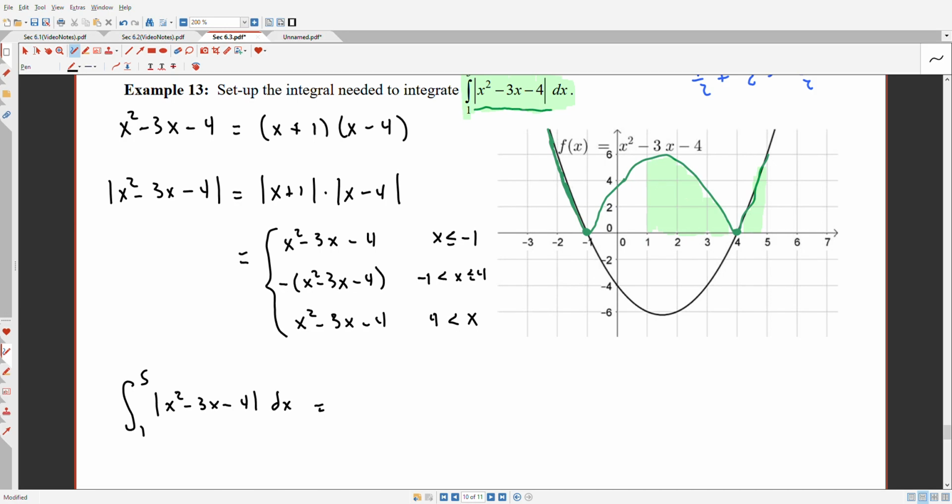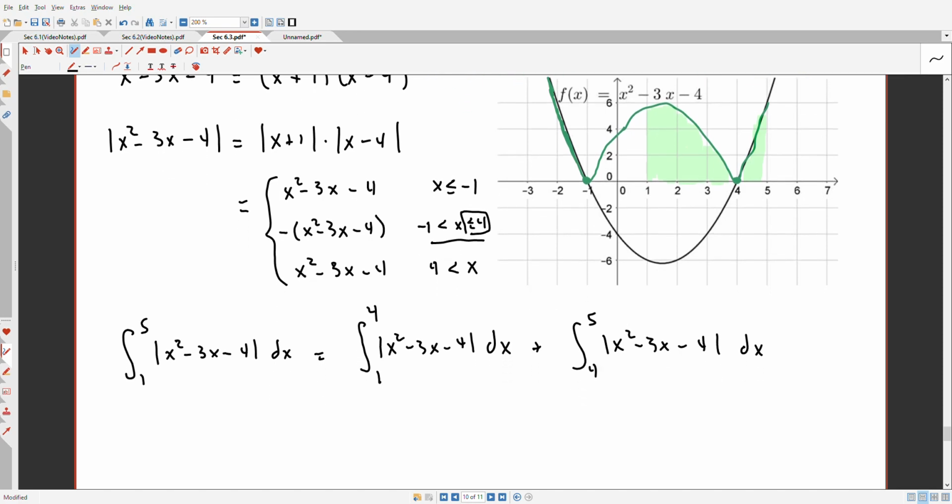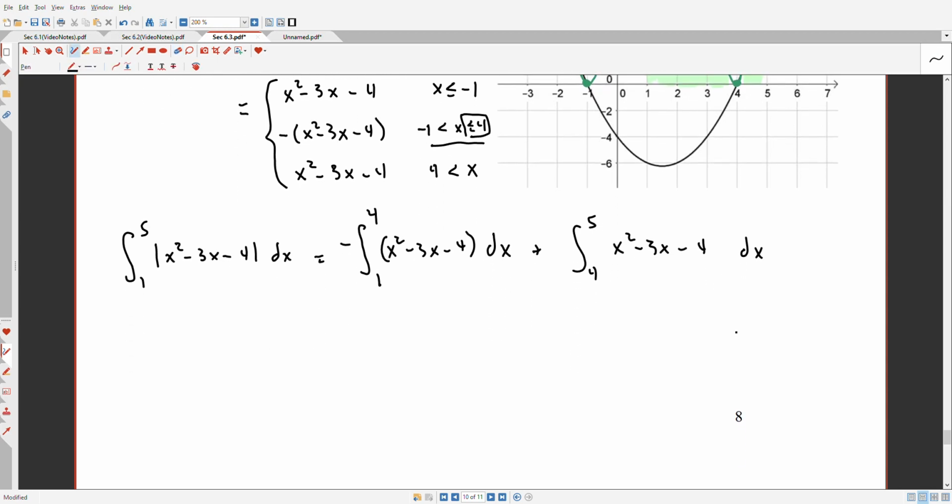So from -1 up till 4, right? We need to break this up from, this one doesn't start at -1, but it goes from 1. We need to stop it at 4. And then from 4 to 5. And so now we can say, okay, from 1 to 4, you have a negative sign in front of you, right? Because that's what the absolute value is doing. So I get a negative sign there. And after 4, the absolute value doesn't care because this function is positive anyway. And so this is what we would want to finish computing for this question.